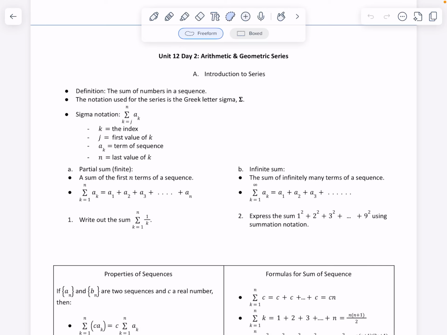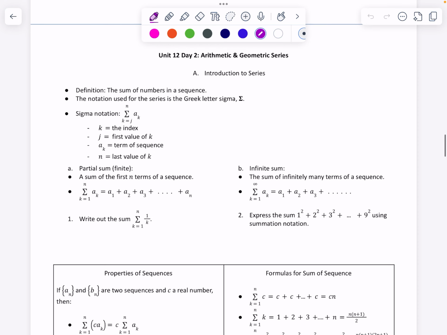Hey, I'm making the video on day 2, which is going to cover arithmetic and geometric series. Day 1 last time was the sequence part. I'm trying to make it quick and brief because I'm out during one of the classes, so I'm trying to get you caught up. Last time we did sequences.